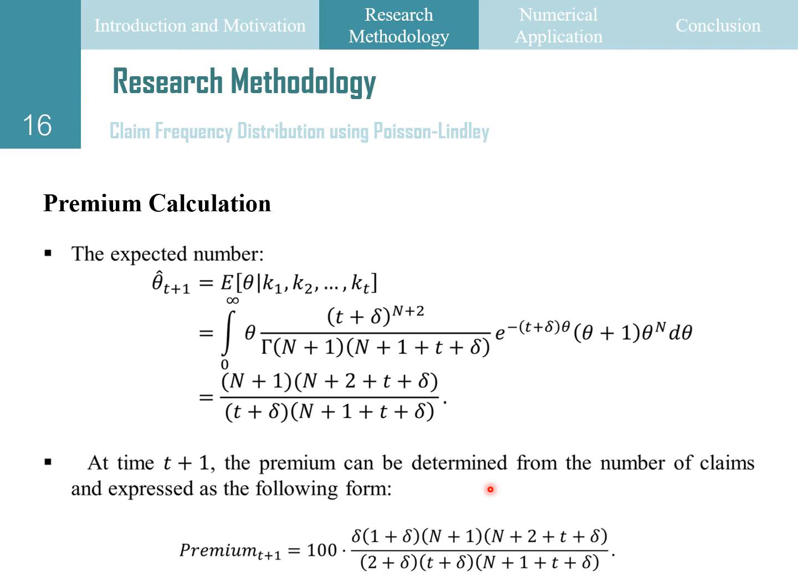The net premium in such a situation is the expected number or mean of the number of claims that occur from each policy holder. The expected number of claims of a policy holder with a claim history K1, K2 to KT, or the mean of the Poisson distribution function for Poisson-Lindley distribution will be like this.